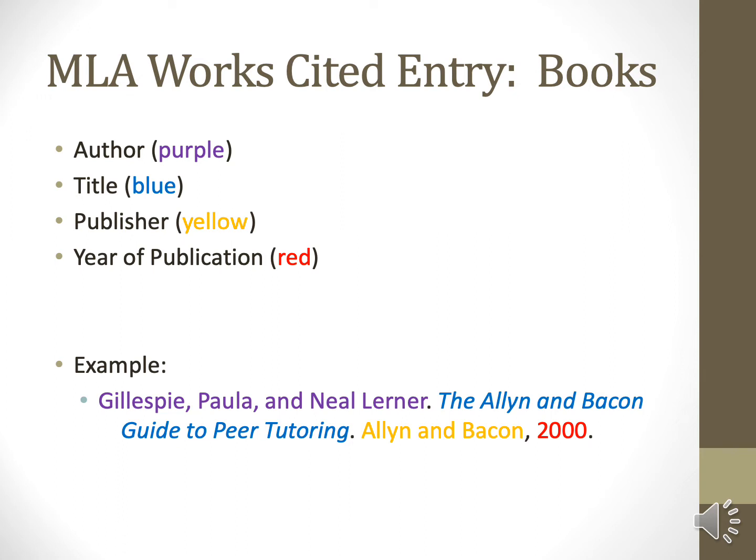In this example, you have two authors. The title of the book is in blue and it is italicized. The publisher of the book can be found on the cover page inside the cover of the book, and the publisher is in yellow and the year of publication is in red.